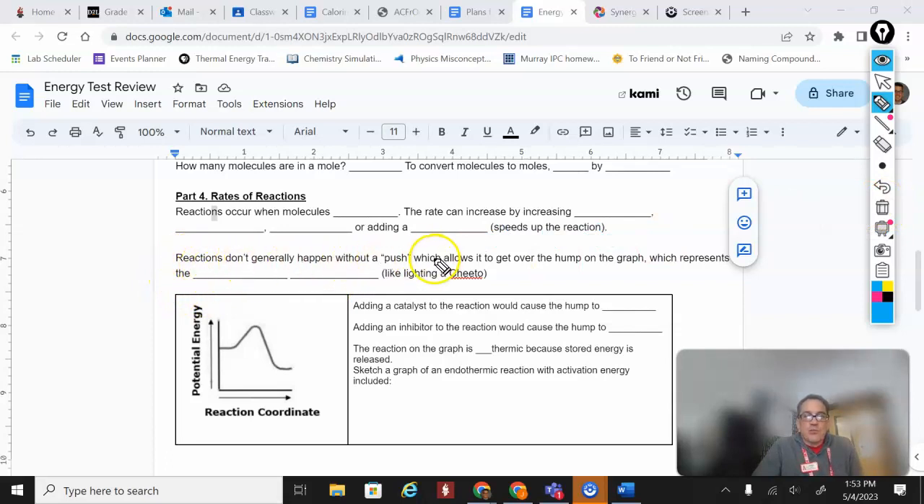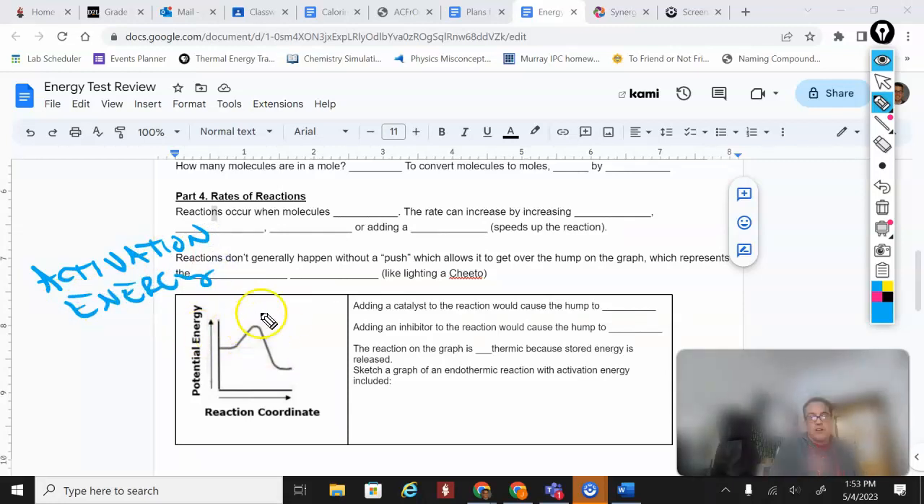Generally, reactions don't happen without some kind of a push, which is what's going to allow it to get over the hump on the graph when we represent what's going on with a reaction. Remember that hump is what we call the activation energy. It's the energy needed to get it going. So our reactants are going to start out here. In order to get products down here, we need to give them a little bit of a push, like when we would light the Cheeto to get it going. Otherwise, if we don't light the Cheeto, it just stays Cheeto. It just kind of hangs out right there, even though there's plenty of oxygen in the air.